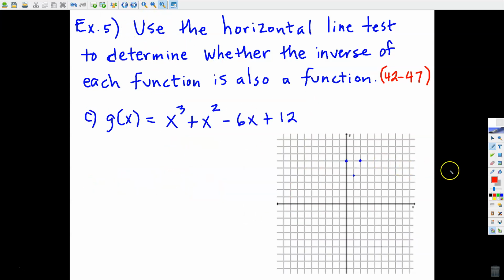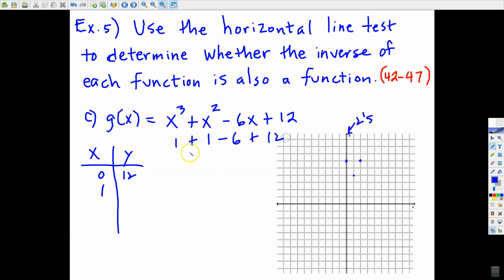Oh, I got one more. Sorry. Let's take a quick look at this one. I started doing some points, just some inputs. So input 0, output 12, and I went ahead and did my units in 2s. So this is (0, 12). If I input 1, 1 plus 1 minus 6 plus 12, so that gives me 8. All right, so 1, 2, 4, 6, 8, that's that point right here.